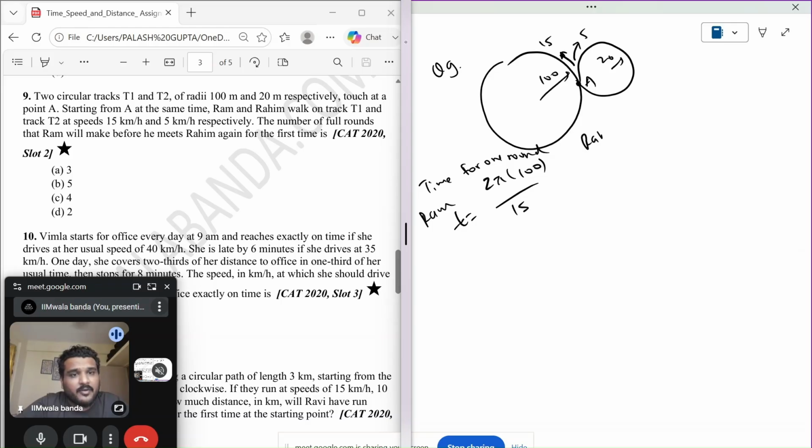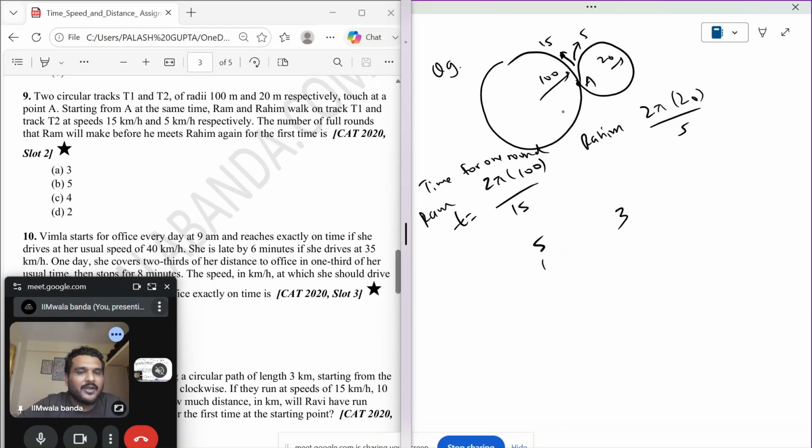And if we talk about Rahim, he's going to do 2 pi into 20 upon 5. So this is the time taken by him. Now let's say Ram takes 5 seconds to complete one round and Rahim takes 3 seconds to complete one round. By common sense, you know that he will keep on running, but they will not meet, because in 3 seconds you would have already passed that starting point. But there will be a time when they will meet.